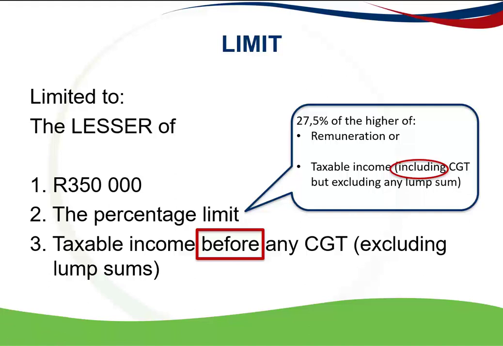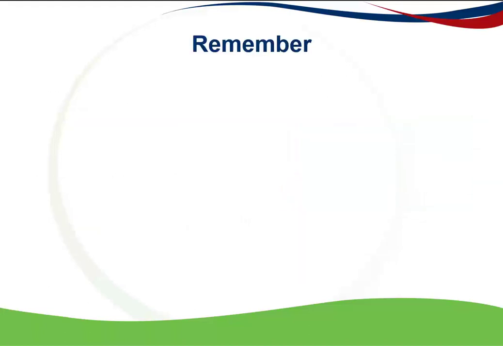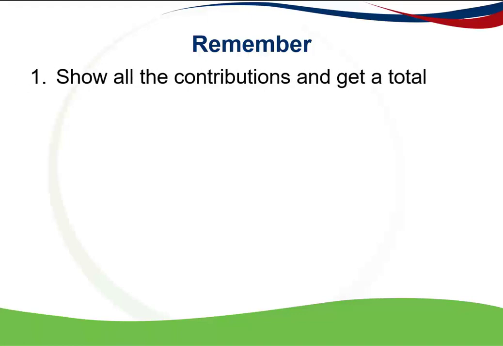Okay, so we are going to work through an example of this so that you can see the application of it, because I do find that students do get muddled up and you need to do it just in the order and then compare the amounts. What you do need to remember when you're doing an example is, first of all, you need to show all the contributions and to get a total. So you need to show us the employer's contributions, the employee's contributions, whether it's to a provident fund, a pension fund, a retirement annuity fund, and to give us the total of the contributions that the taxpayer can deduct for the year.